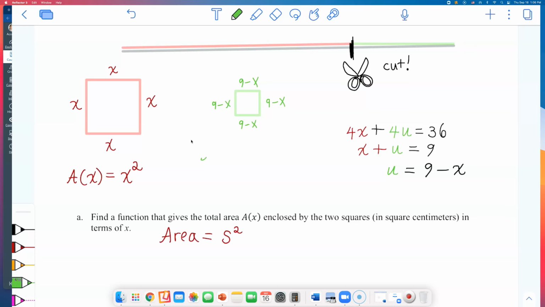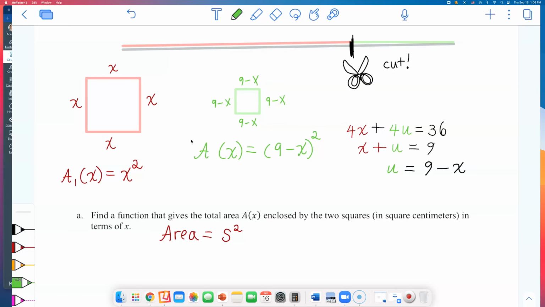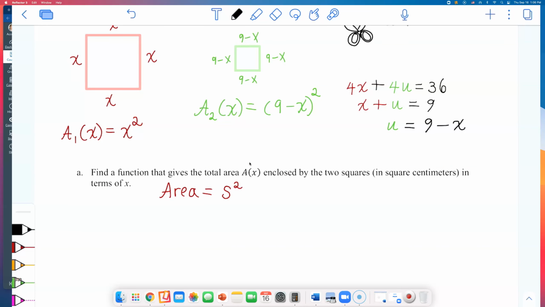So if I find the area of the second square, that will be 9 minus x, squared. Now the red one and the green one are the areas for each square, but what they want is the total area. So maybe I can drop down some subscripts. Instead of saying A, I could have said A sub 1, the area of the first square, and A sub 2, the area of the second square. But then the total area function will just be the sum of these two pieces.